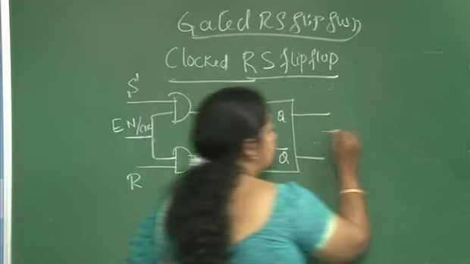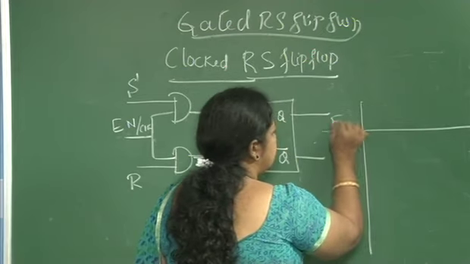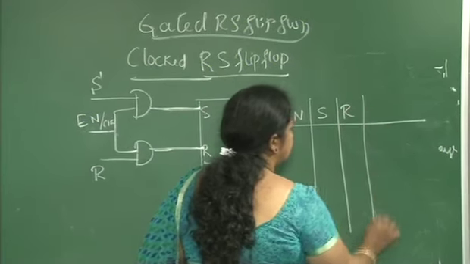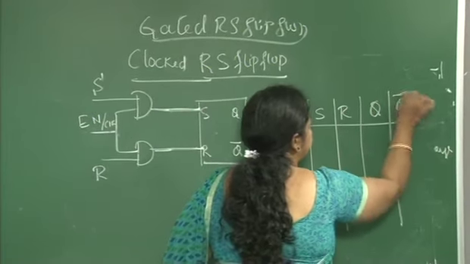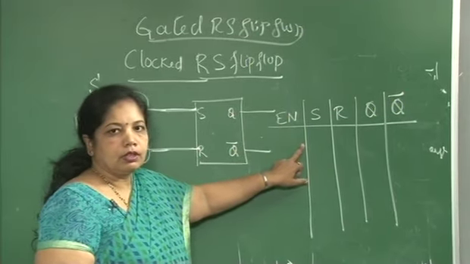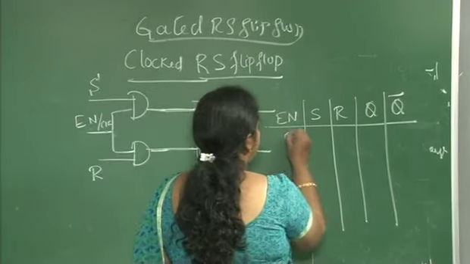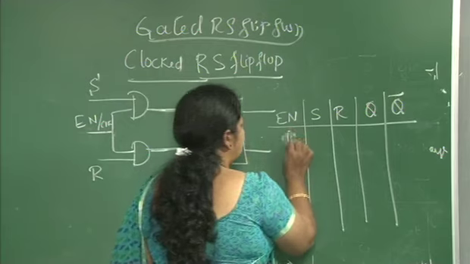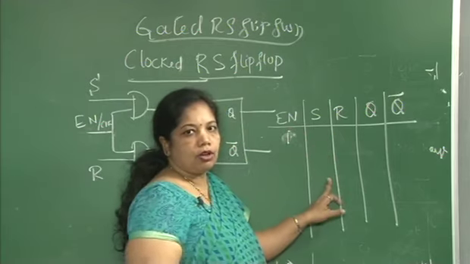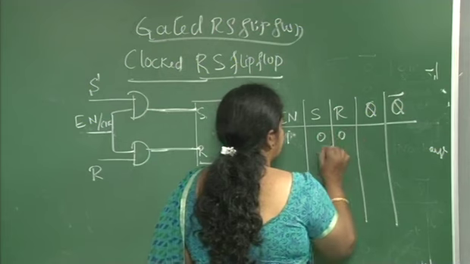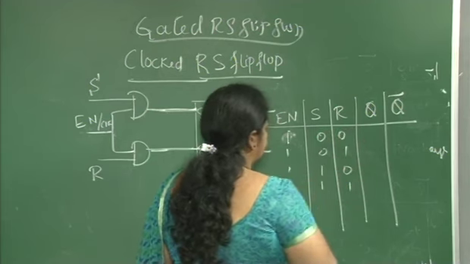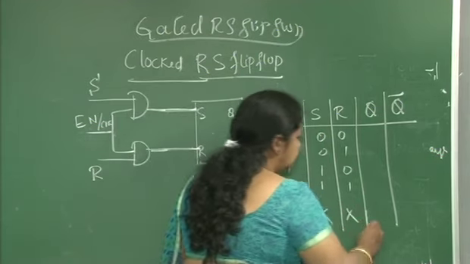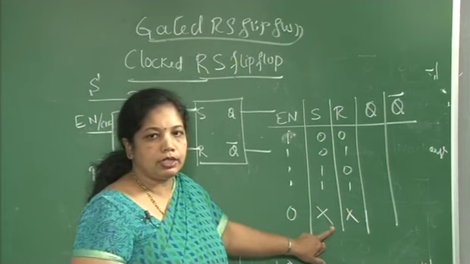So let us discuss how this works. We have an additional input here, enable, we have S, we have R, Q and then Q complement. For the enable, I can write two conditions: either the enable signal will be high or the enable signal will be low. So we will write for all combinations. Whatever may be your input, X represents that it can be either 0 or 1.